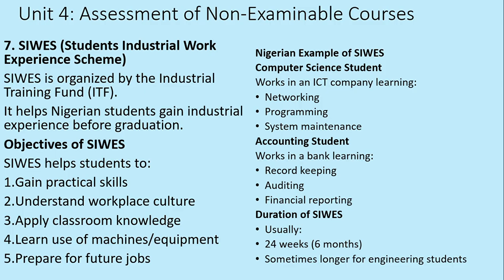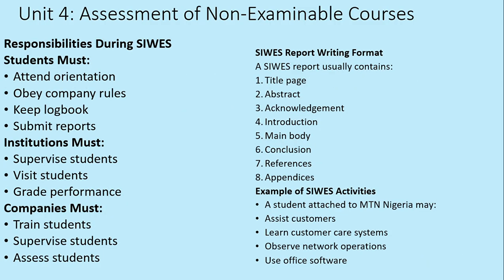But we don't have engineering in our school, so every student is expected to use 24 weeks, which is 6 months, for your CWS or for your IT. So I said the meaning of CWS is Student Industrial Work Experience Scheme. So let's look at the responsibility during CWS.